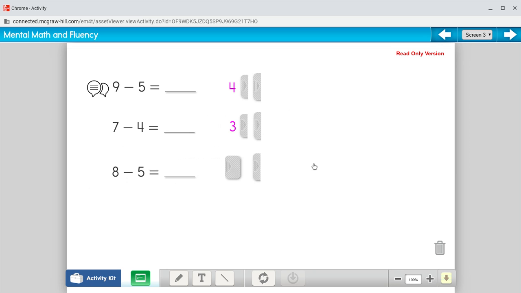And 8 minus 5. What plus 5 would give me 8? What is the missing number? If you said 3, you got it. And we are moving on.